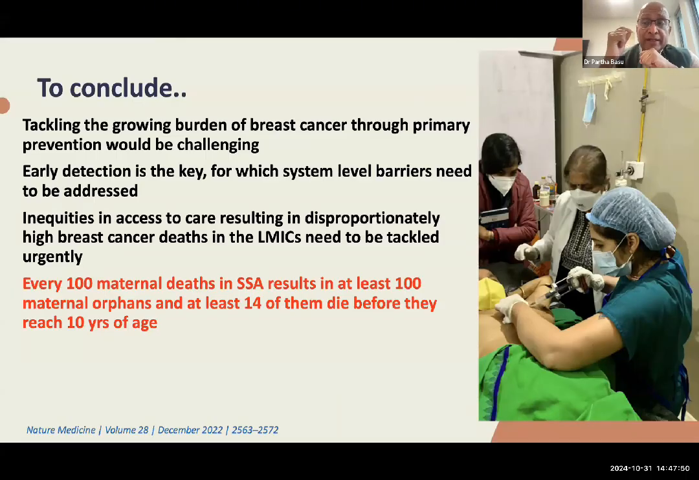And we need to keep in mind that saving a woman from breast cancer is not just saving the woman, it is saving the family. Because one of our colleagues has very nicely shown that for every 100 breast cancer deaths, there are 100 orphans, of whom 14 will die before they reach the age of 10 years.